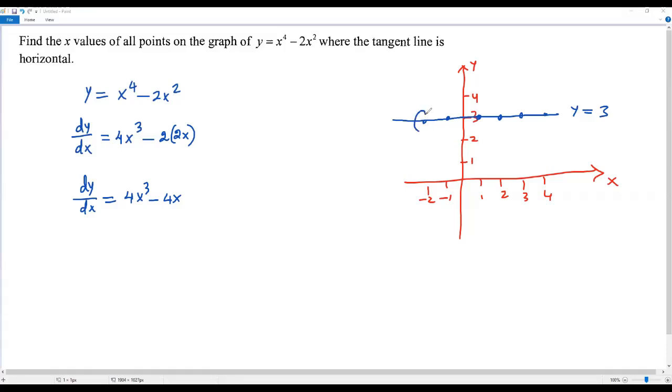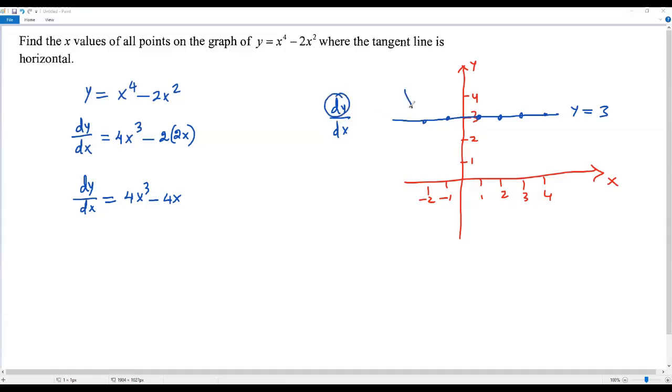So what about the value of y? At this point, it's 3. At this point, 3. At this point, 3. So everywhere on the horizontal line y equals 3, the y coordinate is the same. That means there is no change in the y coordinate. So let's consider the slope of this horizontal line, dy over dx. Actually, dy stands for the derivative of y. Derivative of y is nothing but change in y.